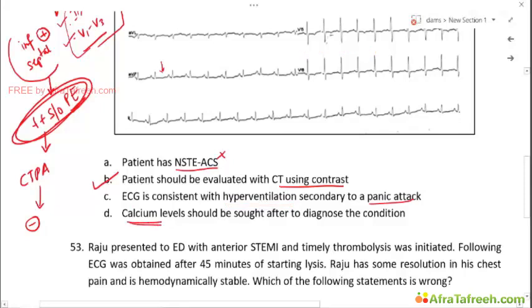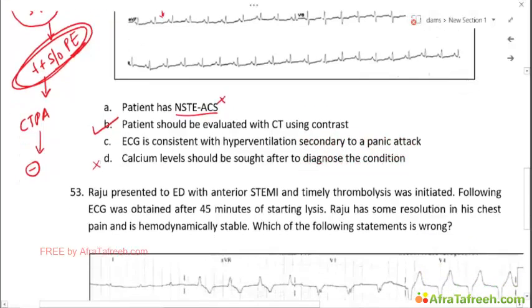And calcium levels again, because of hyperventilation, it can cause hypocalcemia and can lead to some non-specific ST-T changes as well. But this is not the case and not the priority to be considered in this patient given the information, and the diagnosis would be PE.